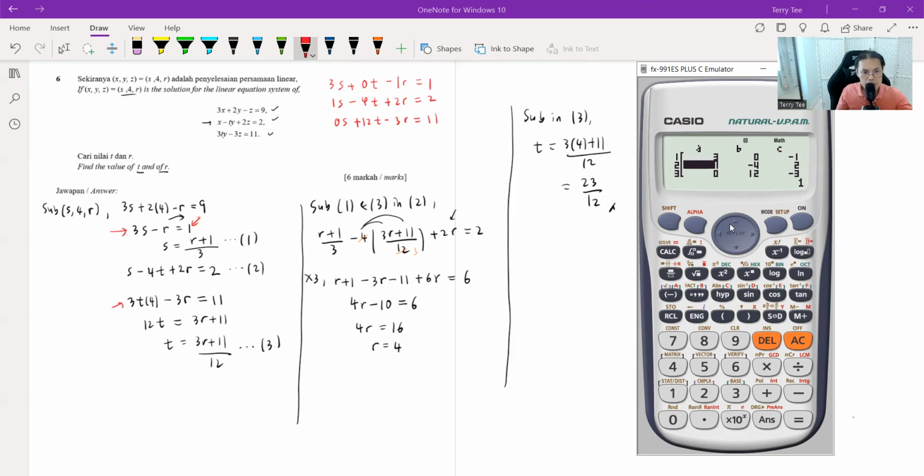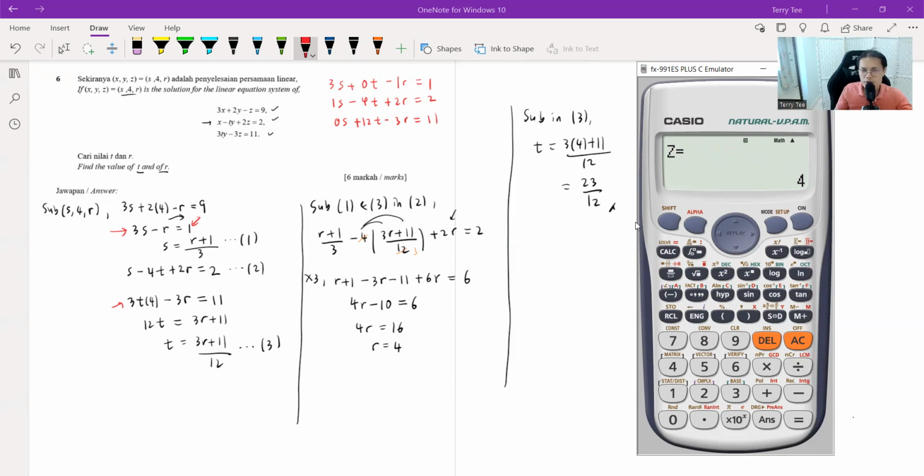All right, my second one, 1 minus 4 and 2. My number on the right, D is 2. Next one is 0, 12, minus 3, and 11. Okay, I think it's okay. 5 over 3. I hope this is correct. This one is y, your t value, 23 over 12. Yeah, correct. And my z is my r value, which is 4.